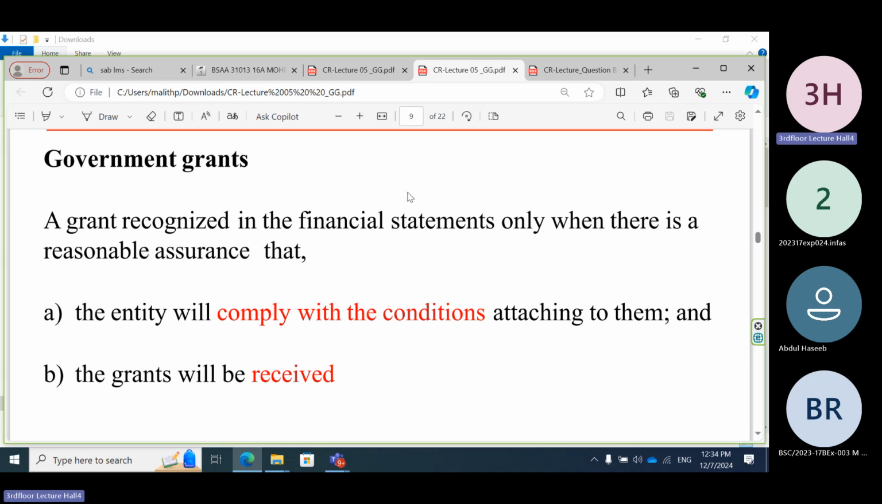So I hope that this is clear. This is a really important factor. To recognize a grant, you need to satisfy these two criteria, right?